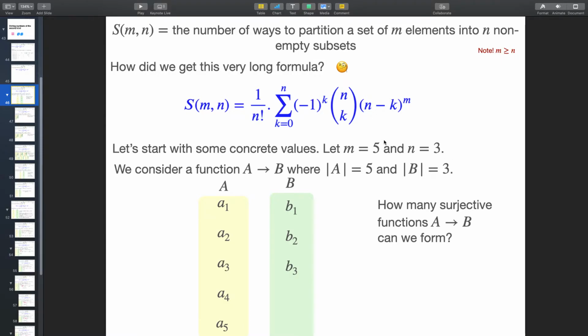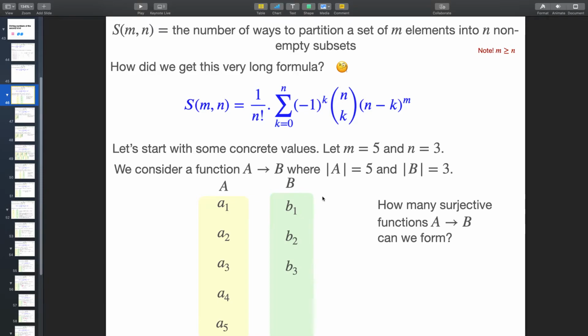So let's say our m is equal to 5 and let's say our n is equal to 3. So you can imagine, meron tayong isang set containing 5 elements. So sabihin natin yan si set A. Tapos meron tayong set B with n elements. So meron tayong set containing 3 elements. So ang tanong, how many surjective functions can we obtain, can we form from this set to this set?